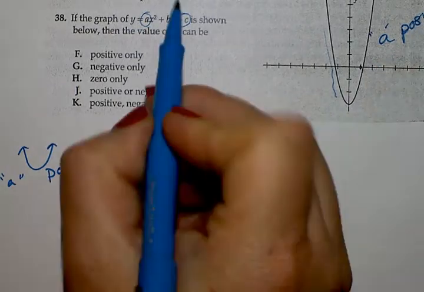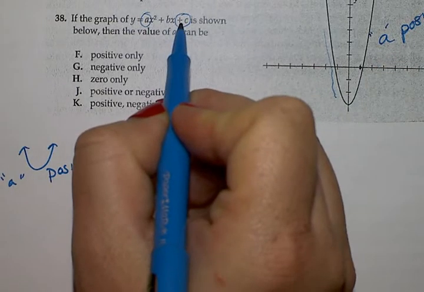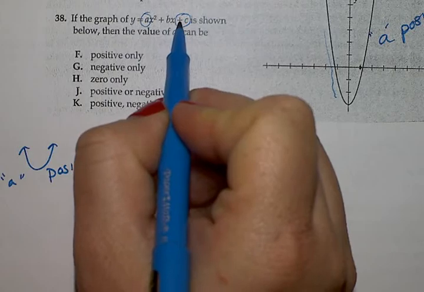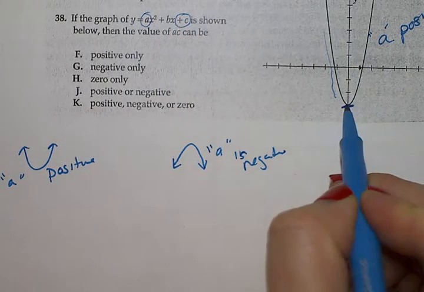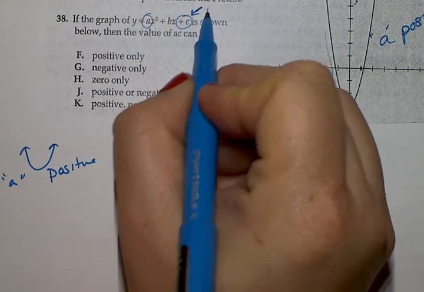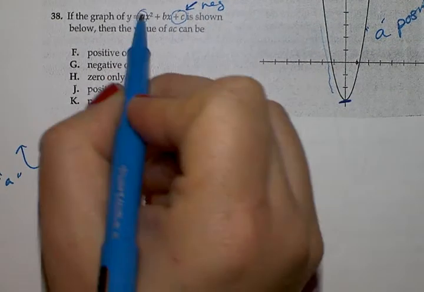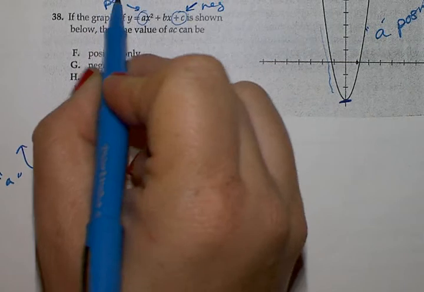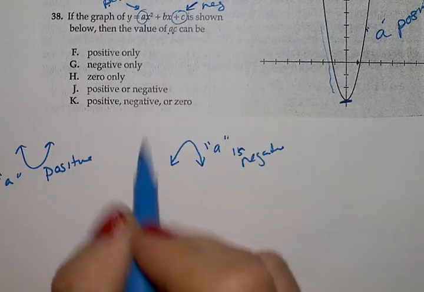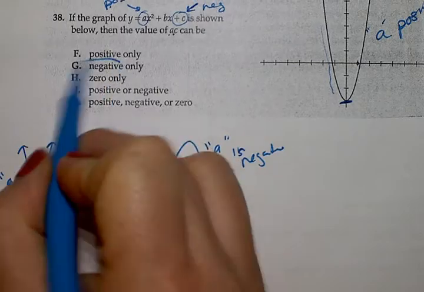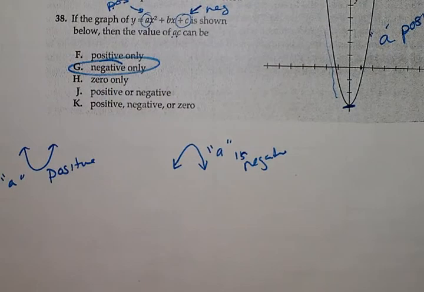The c always represents the y-intercept. So the value of the y-intercept appears to be around -3. So this value is negative. In this situation, this value is positive. So a times c, a positive times a negative, will be negative. G. Flip to the back side, please.